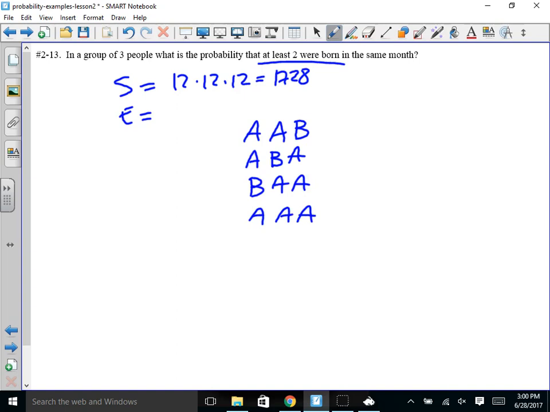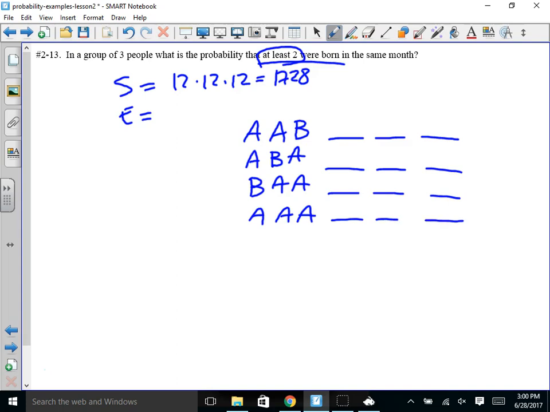In other words, these first three are all the different ways that two people could share the same month, but you've got to account for the fact that it could be the third person that's the one that's different, or the second person, or the first one. And then also, if all three shared the same month, that would still meet the criteria of at least two being born in the same month. So all of those ways are possible, right? And if we used our idea of the multiplication principle for each of these, we could figure out the number of ways for that to be true.